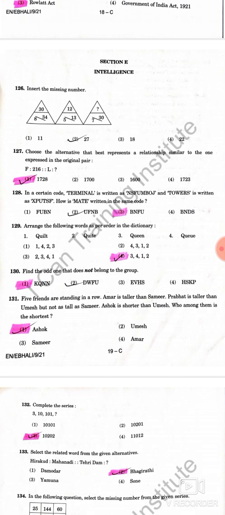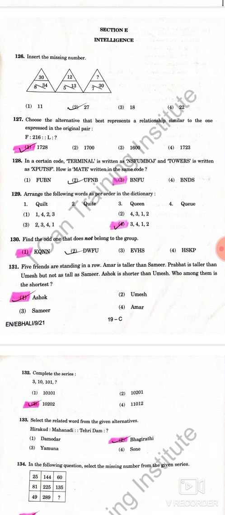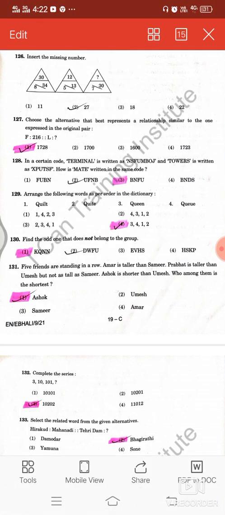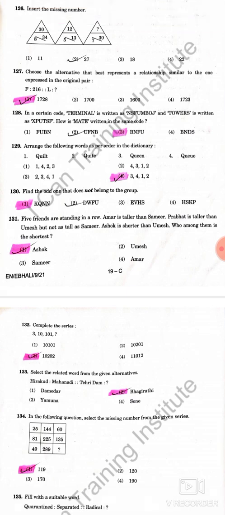F into 216. What is the answer of L? And the answer is option number 1. Question number 128. In a certain code, terminal is written as NSFUMBOJ and towers is written as XPUTSF. How is mate written in the same code? And the answer is option number 3.